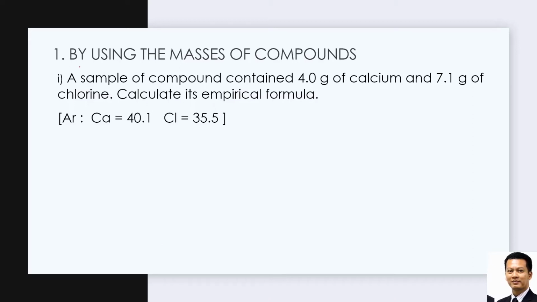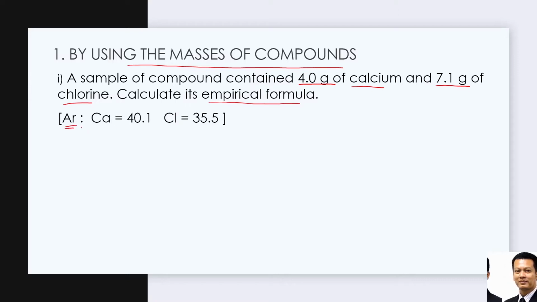Okay, so let's see the first one. How can we determine the empirical formula by using the mass of the compound? So let's see. A sample of compound contains 4 gram of calcium and 7.1 gram of chlorine. Calculate its empirical formula. The question asks you about the empirical formula. So Ar here refers to relative atomic mass. But relative atomic mass is the same number as the atomic mass of the element here. So let's try to calculate this one.